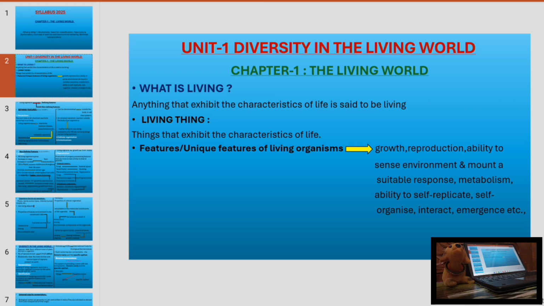First, what is living? Living is said to be anything that has or exhibits the characteristics of life, and hence living things can be said as things or organisms that exhibit the characteristics of life. In NCERT, there are a few characteristics or unique features of living organisms given. So here is the list: growth, reproduction, ability to sense environment and mount a suitable response, metabolism, ability to self-replicate, self-organize, interact, emergence, etc.